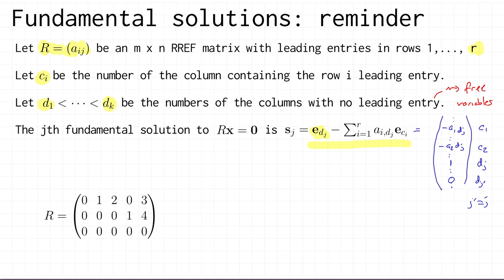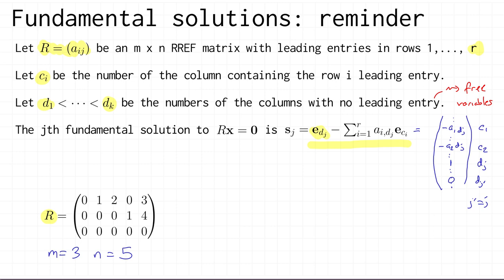So let's look at this in an example. This is kind of hard to follow without actually thinking very carefully about an example. So let's look at the example down here, where R is this 3 by 5 matrix here. So here we have m is equal to 3 and n is equal to 5. So we should have a certain number of fundamental solutions, and those fundamental solutions will be height 5 column vectors. So what have we got? m is 3, n is 5.